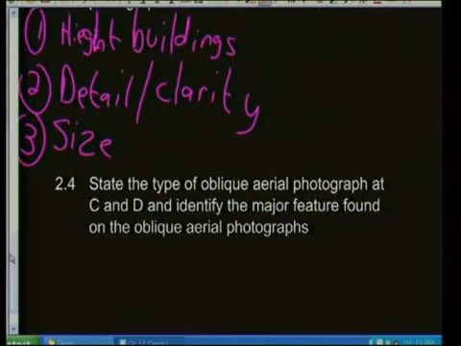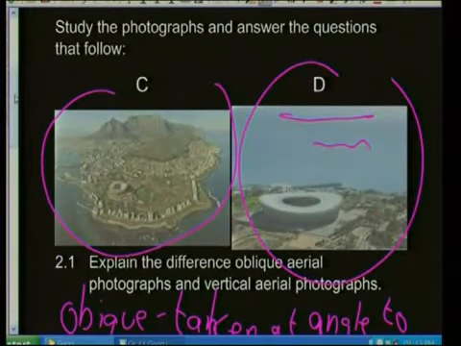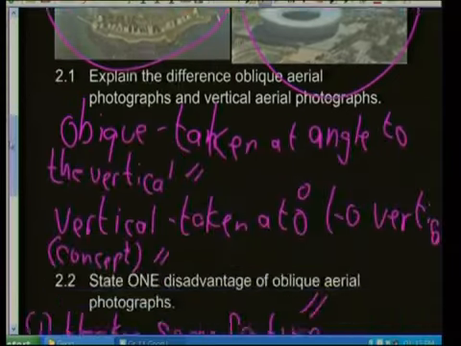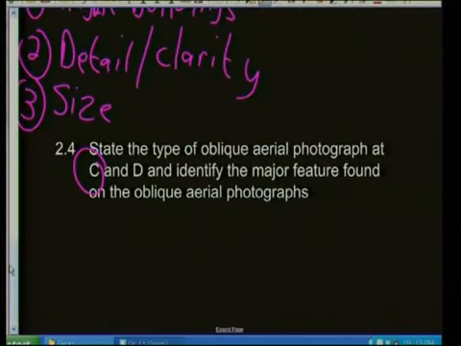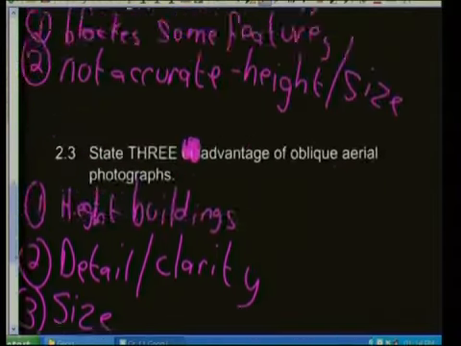All right. So C is a high angle photograph, and D is low angle. A is high angle, C is high angle, and D is low angle.